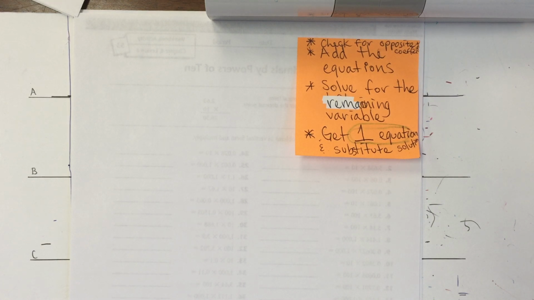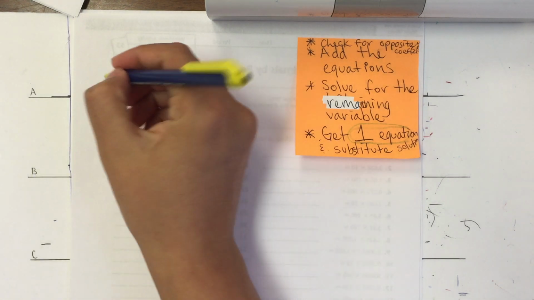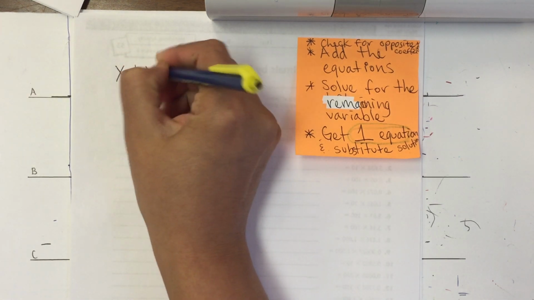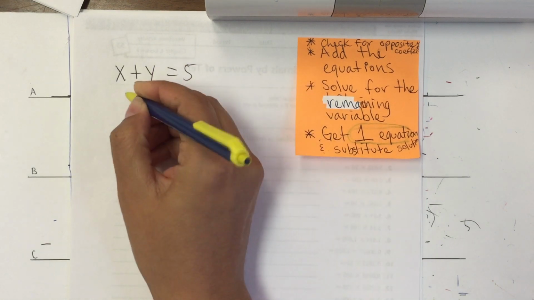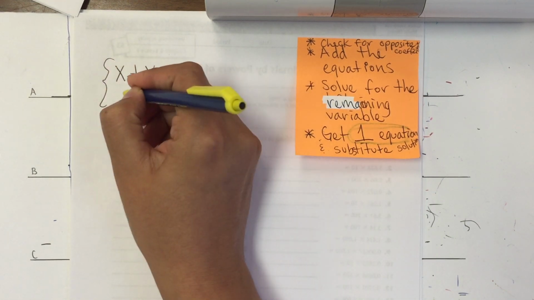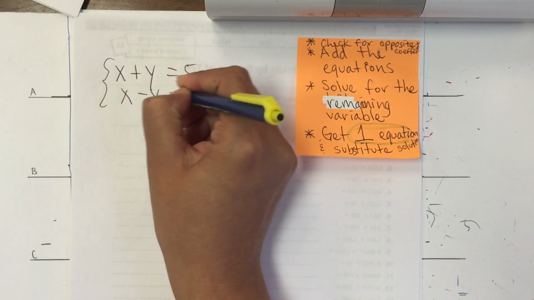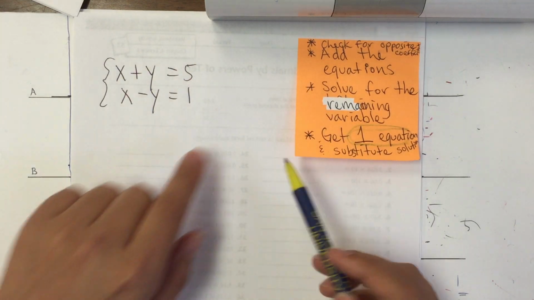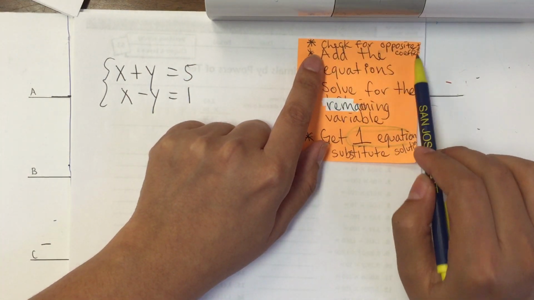Let's start with the first exercise. We have x plus y equals 5 and x minus y equals 1. And it says to check for opposite coefficients.